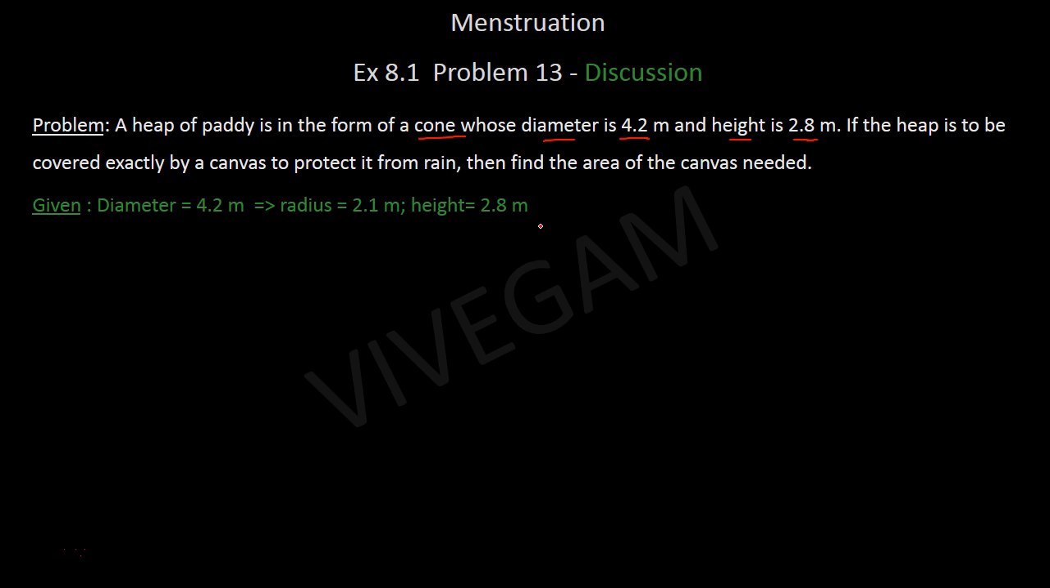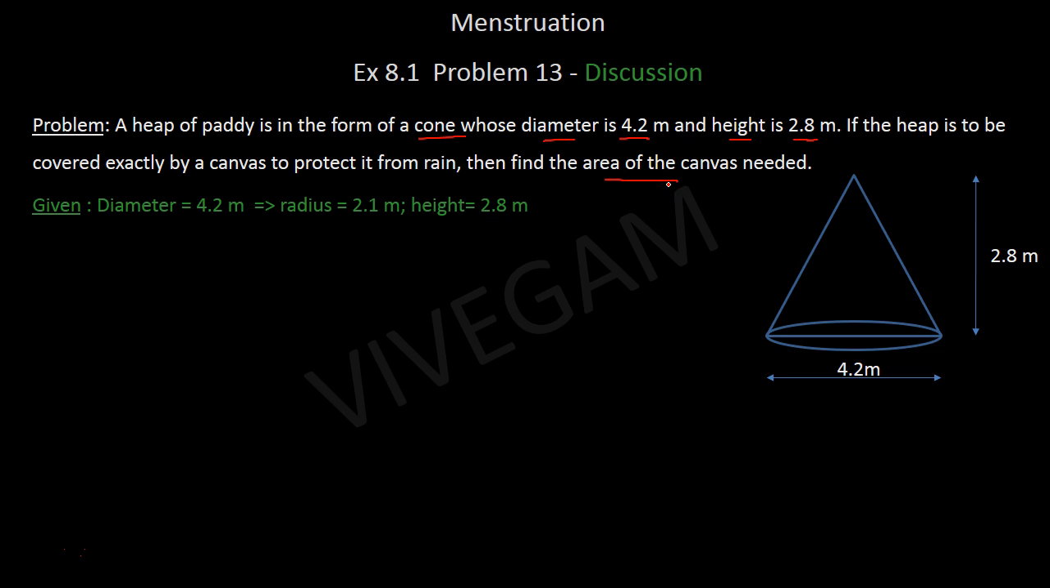Next, what are we asked to calculate? If the heap is to be covered exactly by a canvas to protect it from rain, then find the area of the canvas. So this is what we are asked to calculate. Let's look at the figure also. So this is the cone, the heap of paddy in a conical shape, and they want to cover it by a canvas to protect it from rain.